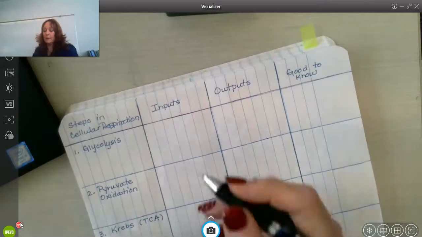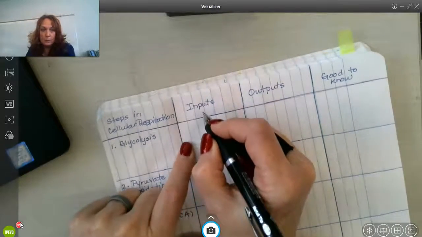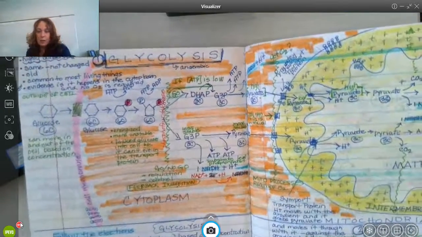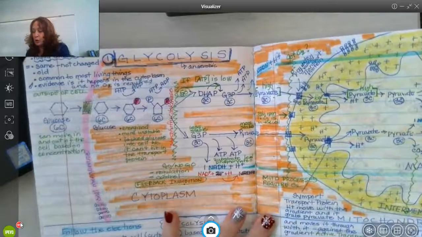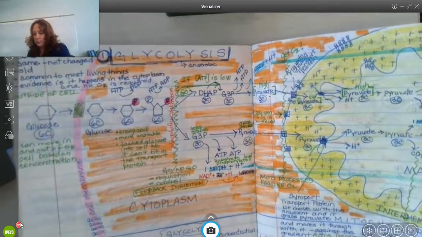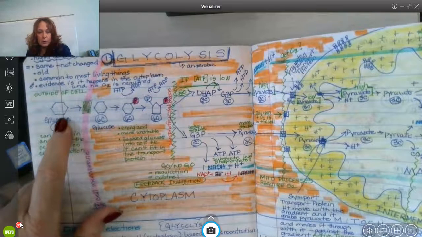So let's just walk through here with what goes in and what do we need. I think the easiest way to do that is I'll be doing a lot of flipping, but I'm going to go back here and we'll just make this a lot less busy. So we started off with glucose, right?